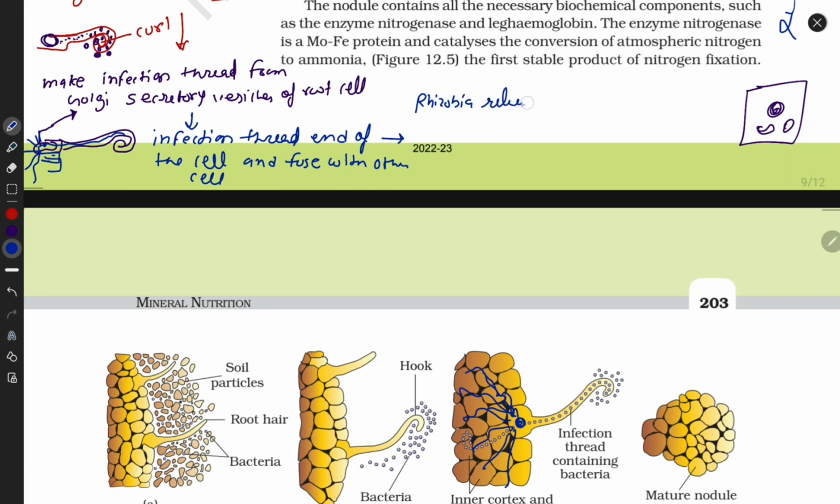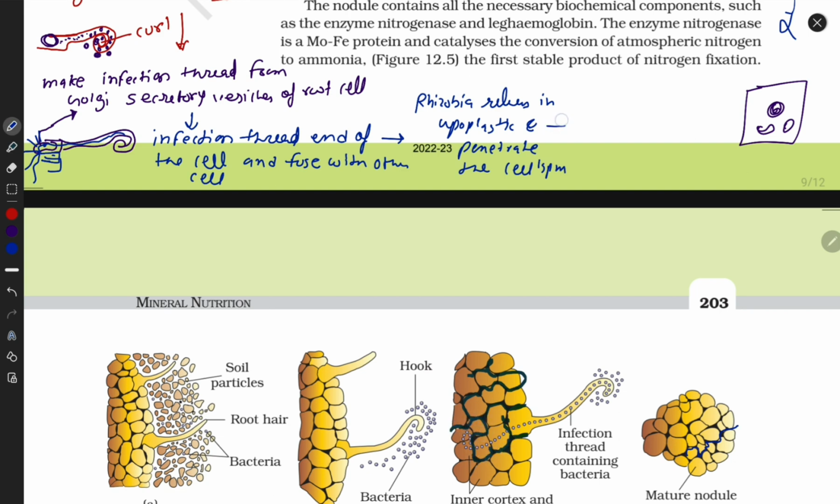Rhizobia are released in the apoplast and penetrate the cell's plasma membrane. What do they do now? They enter in a symplastic way. Look here, I told you before. What is the symplastic pathway? They reach in an intracellular manner. It does not cross cell to cell. They only flow between the intracellular space. The infection thread does not cross the cells.